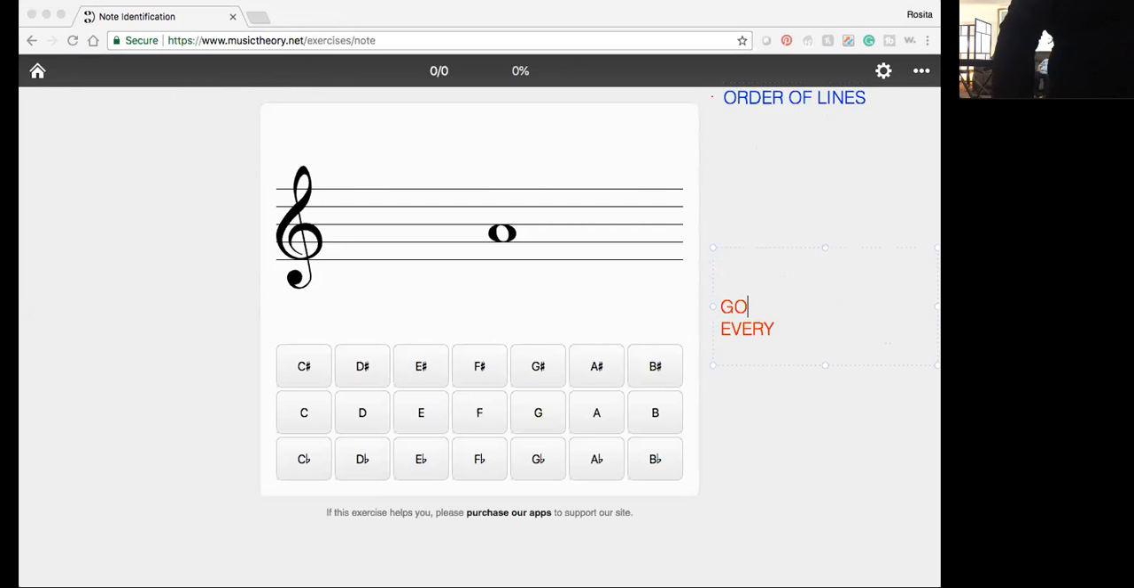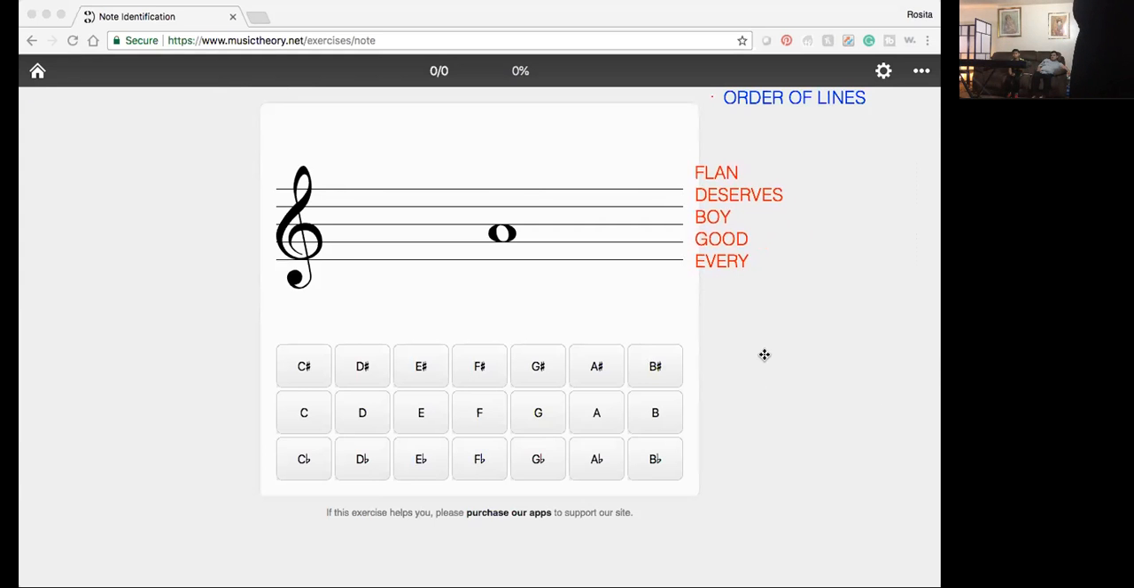Every good boy deserves flan. That's easy to remember, right?